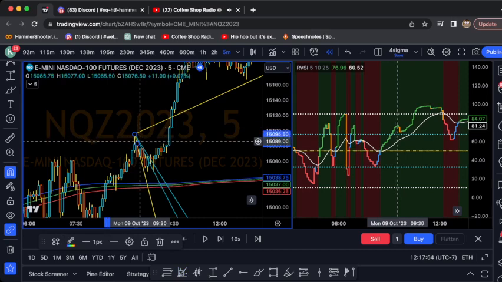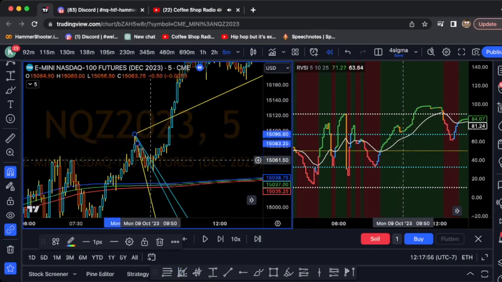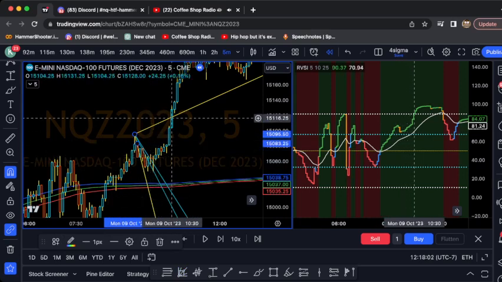As long as we break over this blue, I want to take the long. Use the other blues and stop. Long, stop, long, boom. Rise right up to here. What happens if we break this?